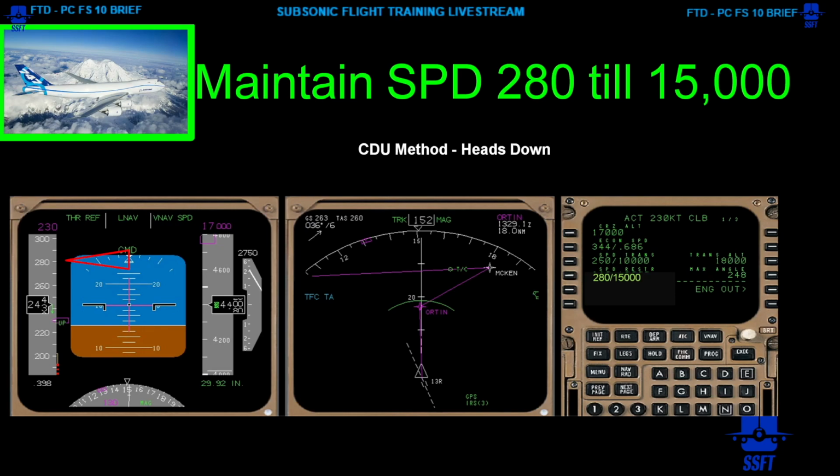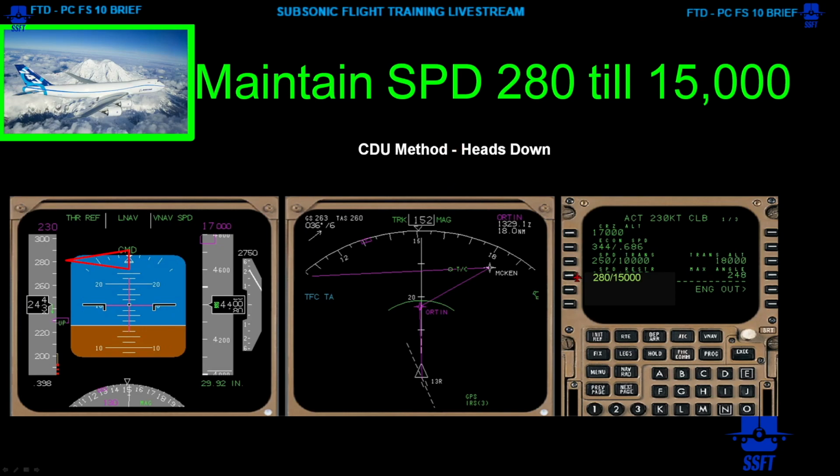Heads down method is doing it in the CDU on the climb page, and generally, if you're below 10,000 feet, the pilot monitoring would do that. If you're above 10,000 feet, the pilot flying could do it because he's on the climb page normally. But anything under 10,000 feet, the pilot flying is not going to be manipulating the CDU. So if you wanted it done on the climb page, you'd have to instruct the pilot monitoring to go to the climb page and put that restriction in on the climb page. So either way, that's a heads down method.